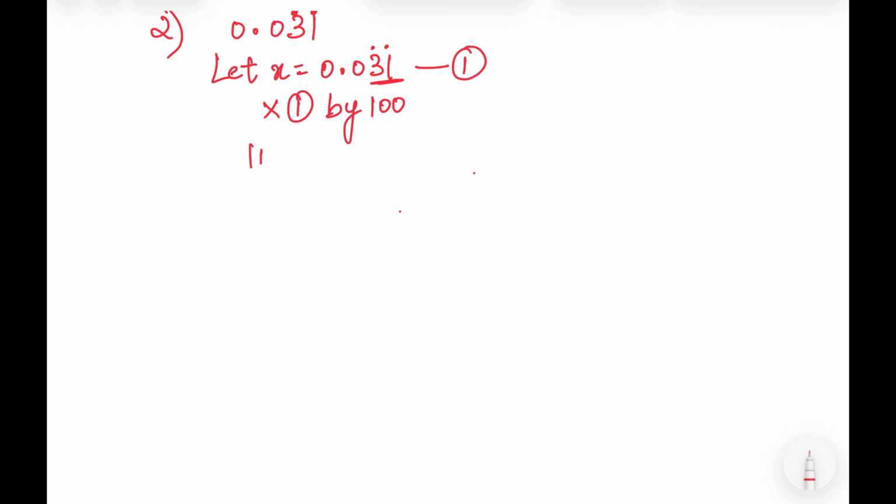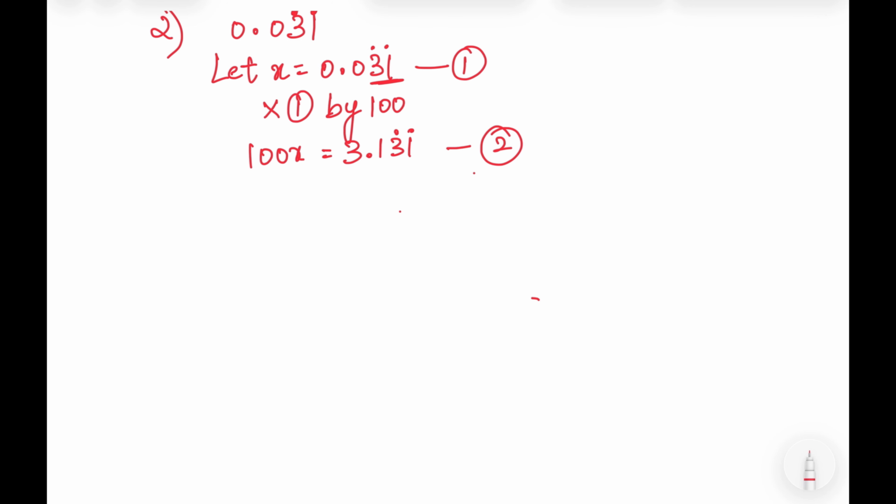So what do you get? 100x equals, this will become 3.131. This will be recurring, right? Because it's 3 1 recurring. So this will be 3 1 recurring. This becomes my equation number 2.